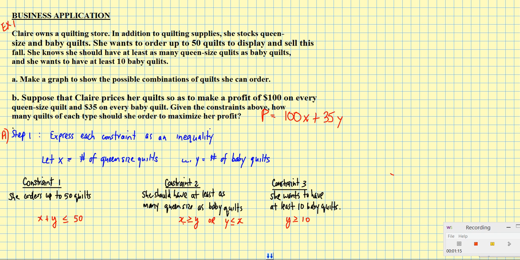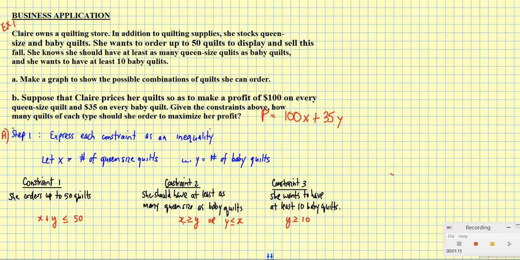Claire owns a quilting store, and in addition to quilting supplies, she stocks queen size and baby quilts. She wants to order up to 50 quilts to display and sell this fall, and she knows that she has to have at least as many queen-size quilts as baby quilts. And she wants to have at least 10 baby quilts. It says make a graph to show the possible combinations of quilts that she could order.